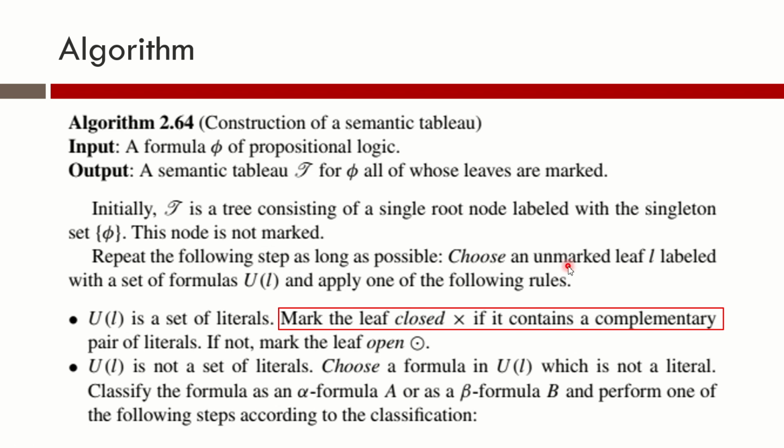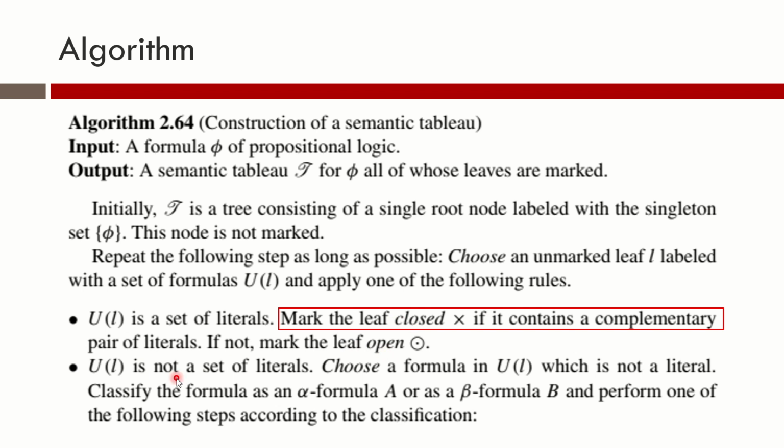We choose an unmarked leaf L. This L will be labeled with a set of formulas, say UL, and we apply any one of the rules. The first rule is, if UL is a set of literals, that is, UL does not contain a formula that can be decomposed further, it contains only literals, then mark the leaf closed if it contains a complementary pair of literals. If it doesn't contain a complementary pair of literals, then you mark it open.